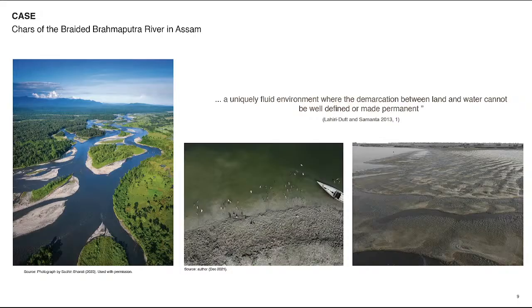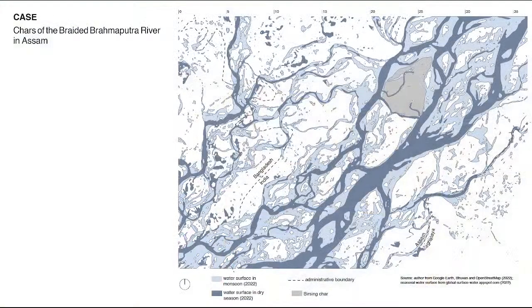So in that way, I found that the chars are, for me, fantastic case studies to highlight my point, that there is this undeniable power of the dynamic way that nature moves, and it's almost futile to try and control it by building embankments or enclosures. Even in this drawing, which really comes from my discipline of urbanism, I just drew the water. The dark blue is the water in the dry season, and the lighter blue is the water in the wet season. But this is also in a particular year, 2022.